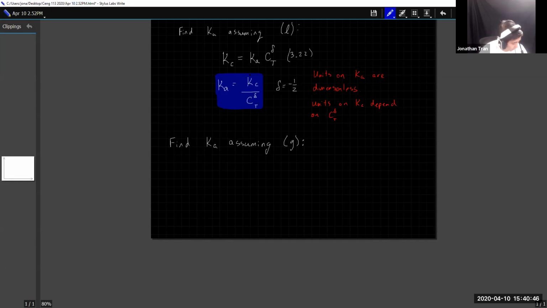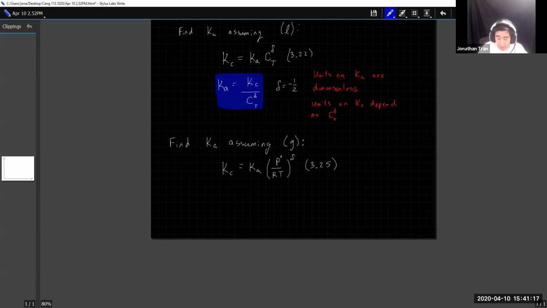Okay, so in the gas state, we had the equation Kc is equal to Ka times (P naught over RT) to the power of delta. This was equation 3.25 that we derived up above, or sort of derived up above. If you want the derivation in more depth, it's on page 93.